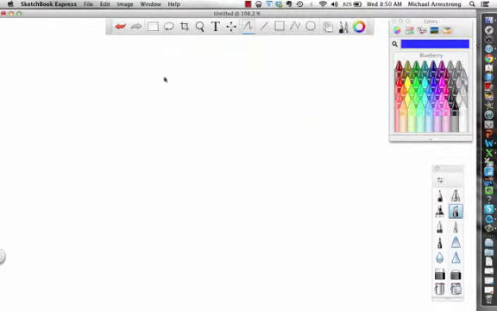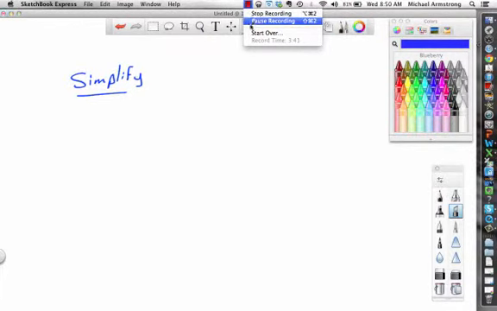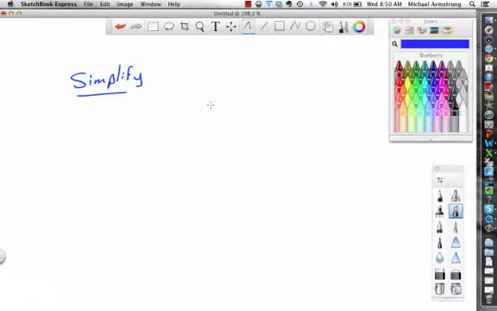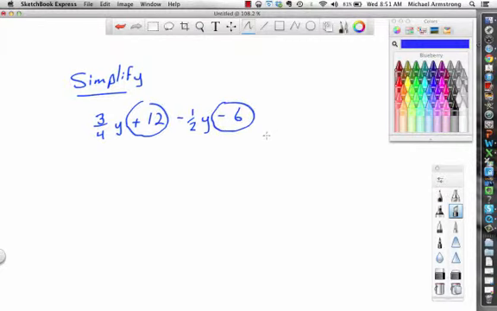Okay, the second thing that we're going to work on is how to simplify. And really, when we combine like terms, we are simplifying. Okay, so for simplifying, we're going to start with one with a fraction, which of course makes it a little more challenging. So 3/4 y plus 12 minus 1/2 y minus 6. Now again, this is something I can combine pretty easily.